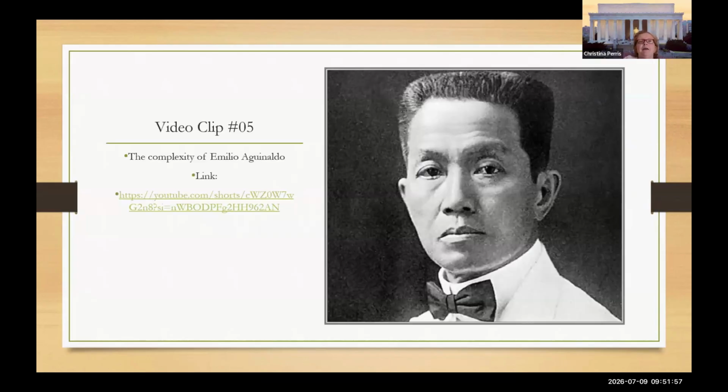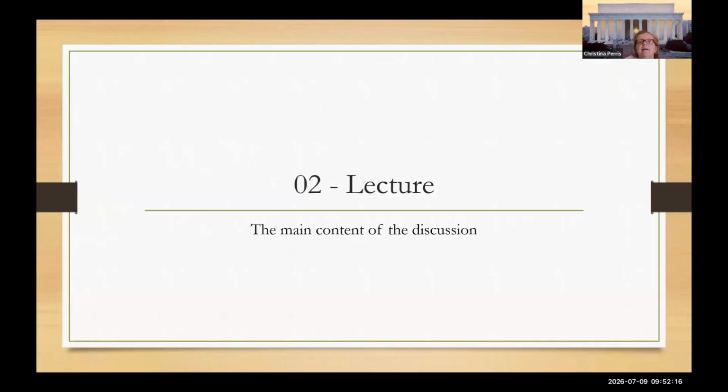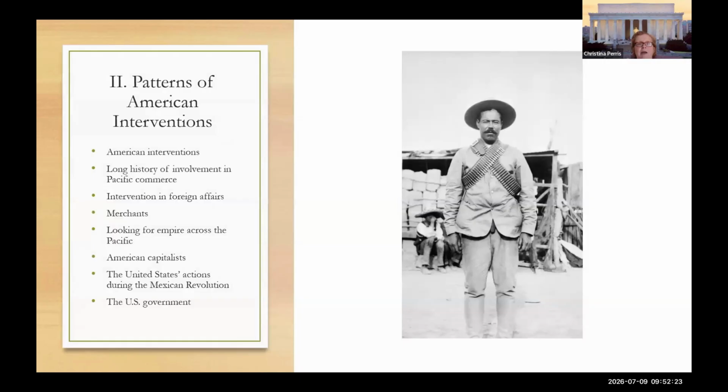Slide number 4 is the actual video clip, which is the complexity of Emilio Aguinaldo. And the link is right there. If you can't click on it, if it won't work, the address is there. So you can type in the address and it will take you actually to the video link. So go ahead. Slide number 5 is the introductory slide to the actual lecture itself. And then we go into our lecture, which is Patterns of American Interventions.